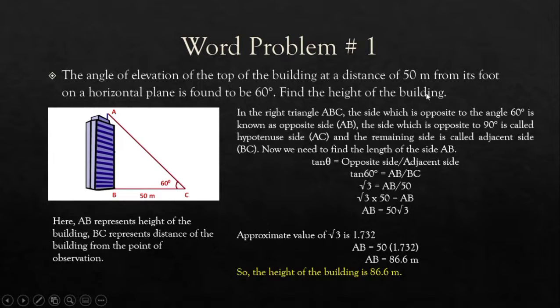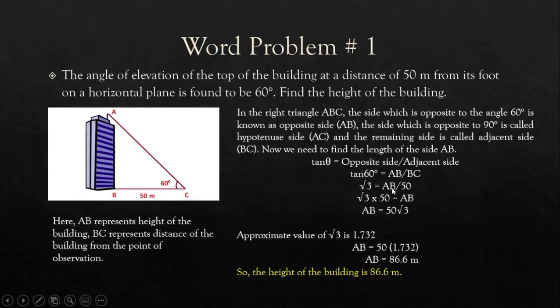So, for this problem, we will be using tangent. Tangent is equal to the opposite side divided by the adjacent side. So first we will get the given angle which is 60 degrees, and we will put it as tan 60 degrees equals AB divided by BC. If we simplify tan 60 degrees in our scientific calculator, we will get the square root of 3 equals AB divided by 50.